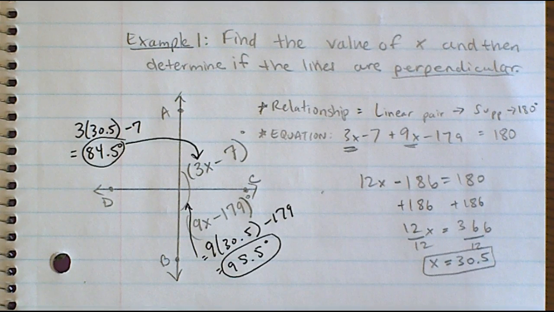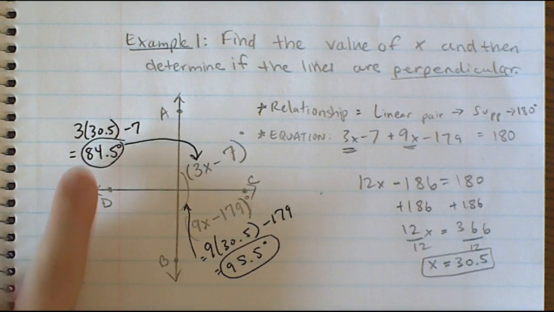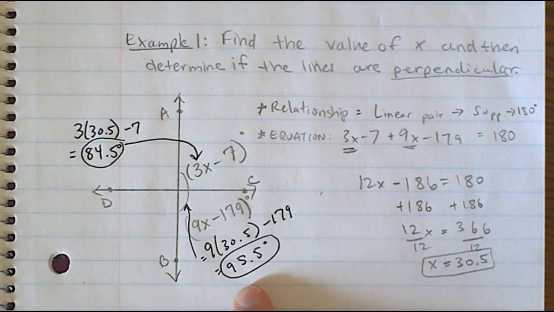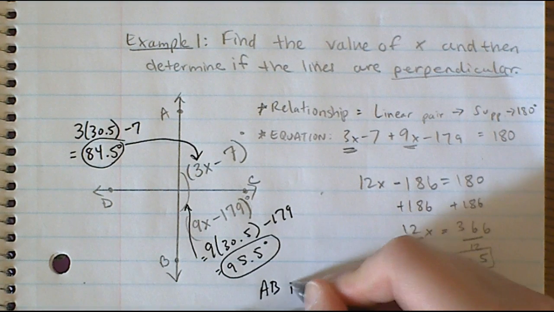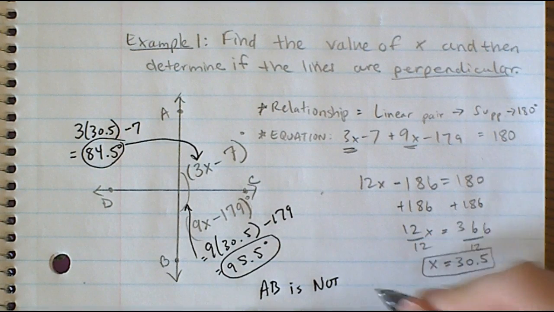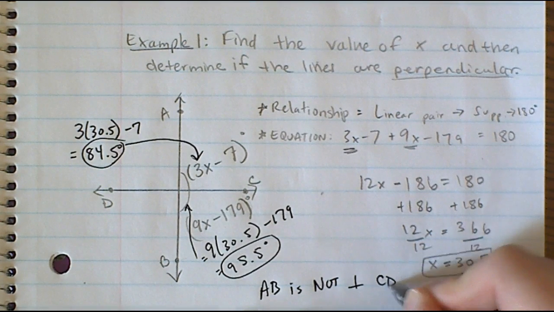When I plugged in my value for x for both of the given angles, I got 84.5 degrees and 95.5 degrees. So first of all, you want to check to make sure that those are indeed supplementary, because if they're not, that means you did something wrong. So when I add those up together, I do get 180 degrees. So I'm good to go there, but they are not congruent. They are not equal to 90. So what that tells me is that AB is not perpendicular to CD.